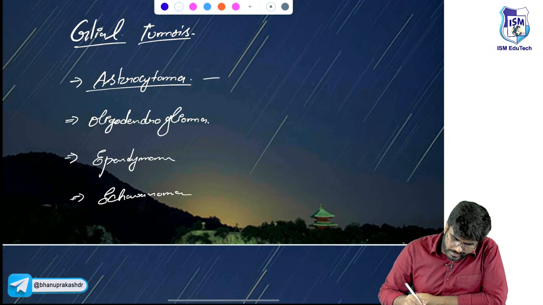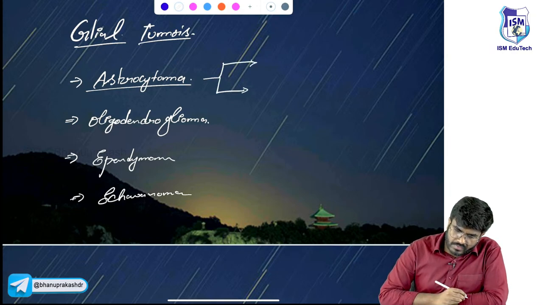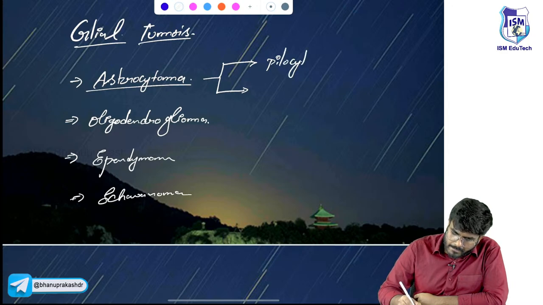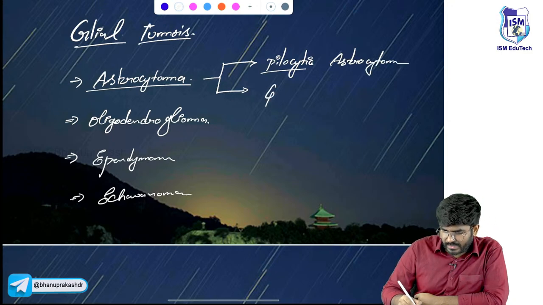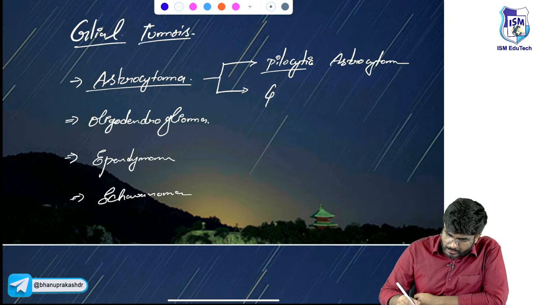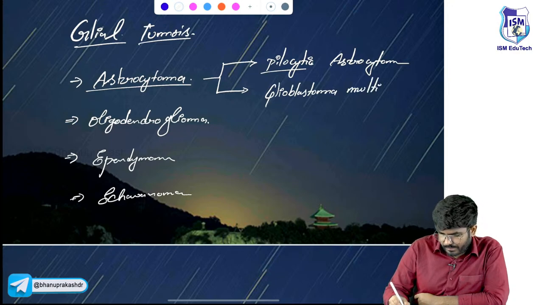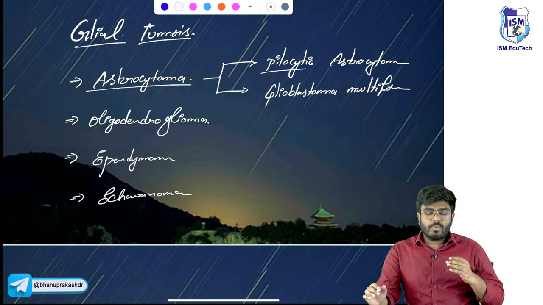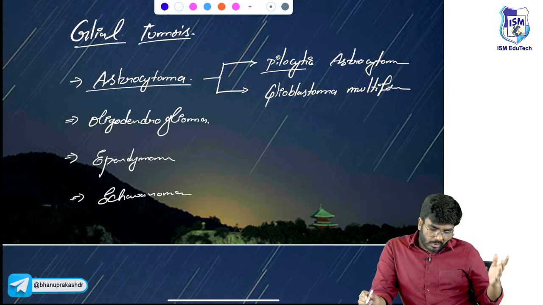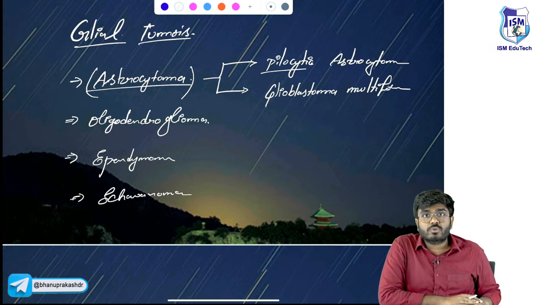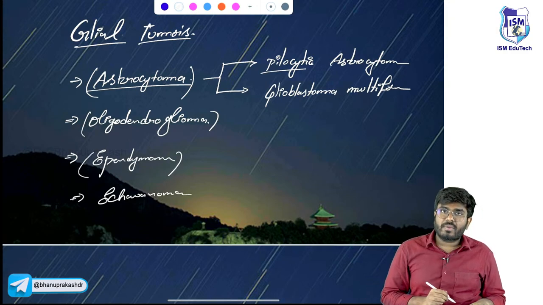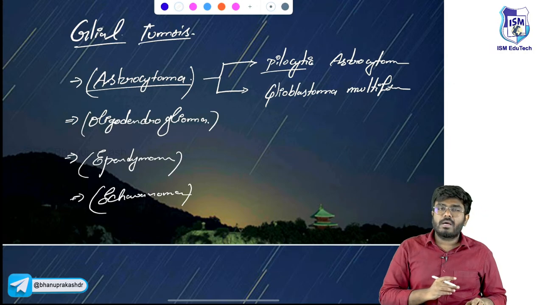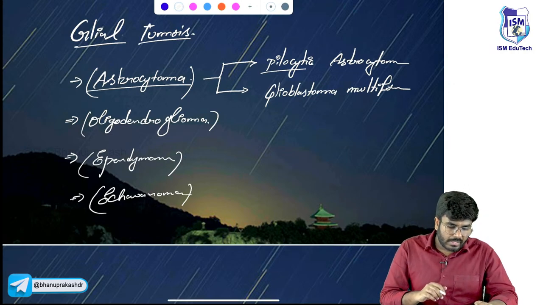Now, astrocytoma, here itself I am telling you, has two types: pilocytic astrocytoma, and the second variety, the most dangerous, serious one, glioblastoma multiforme. Both are tumors of astrocytes. Oligodendroglioma is a tumor of oligodendrocytes, which cause the myelination. Ependymoma is a tumor of ependymal cells, which are the lining cells. And schwannoma is a tumor of Schwann cells, which cause myelination in the peripheral nervous system.